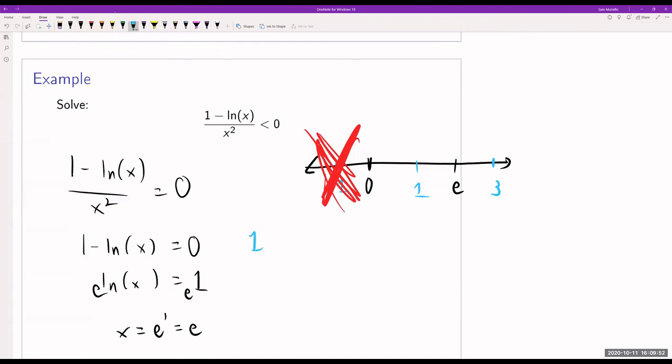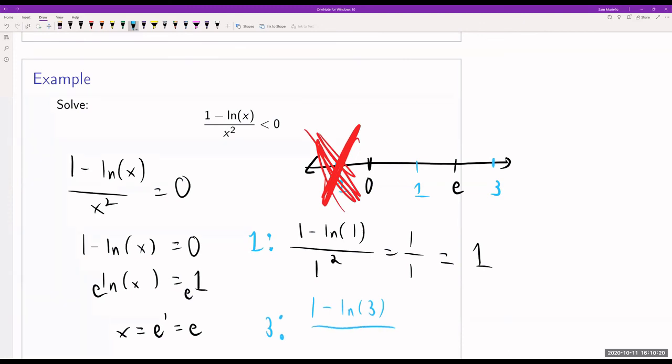So for 1, we will obtain (1 minus ln of 1) over 1 squared is what we are looking for. Now, ln of 1, any log of 1 will be 0. This will be 1 over 1, which is equal to 1. When I go to plug in 3, I have (1 minus ln of 3) over 3 squared. Now, ln of 3, you're probably going to need your calculator for.